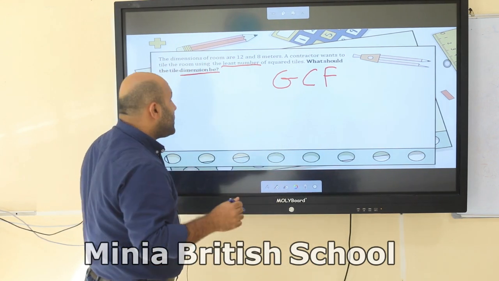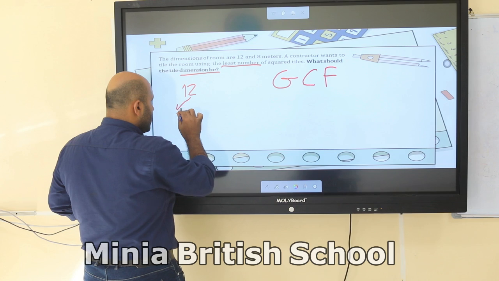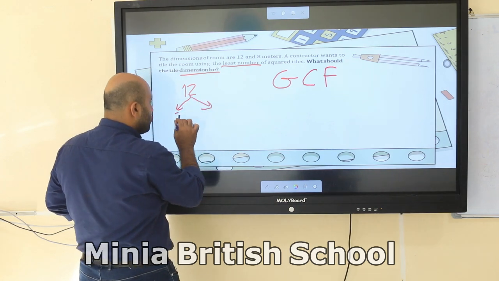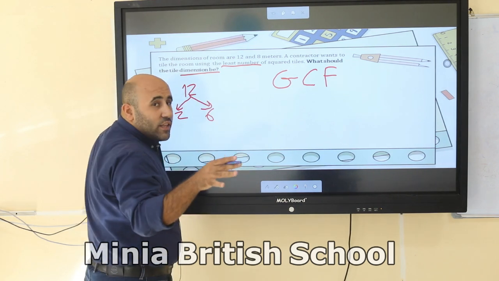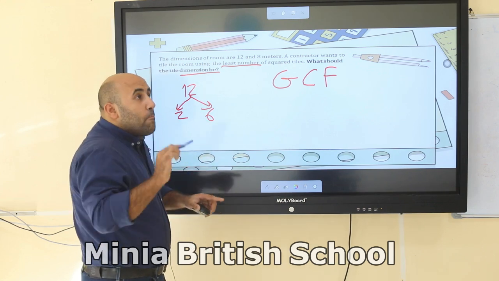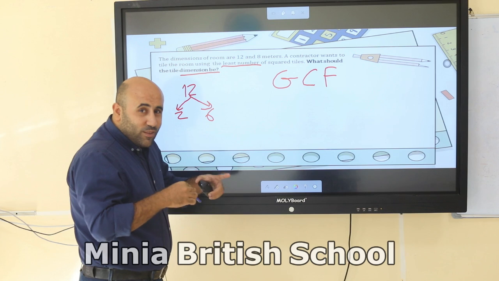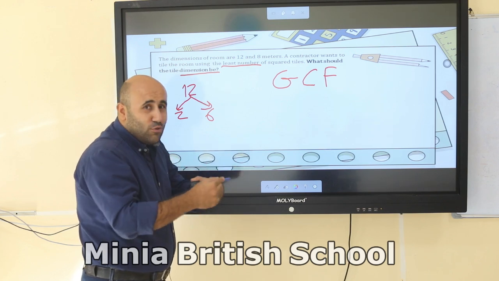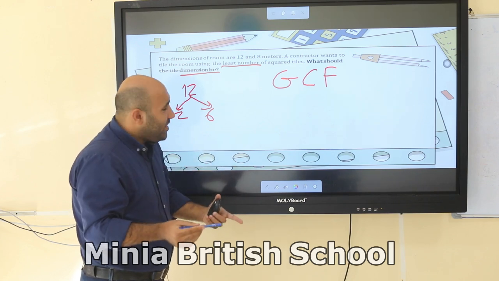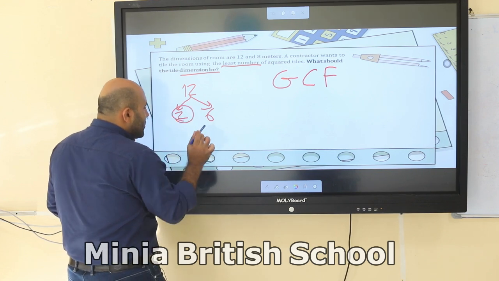And let's get the GCF between the 12 and 8. Factorize the 12. The 12, any one of you will say 2 times 6, or any one of you will say 3 times 4. In both cases are good. But don't you ever write 12 times 1, or you will enter into a loop that you cannot get away from. Okay? 2 is a prime number, put it in a circle.